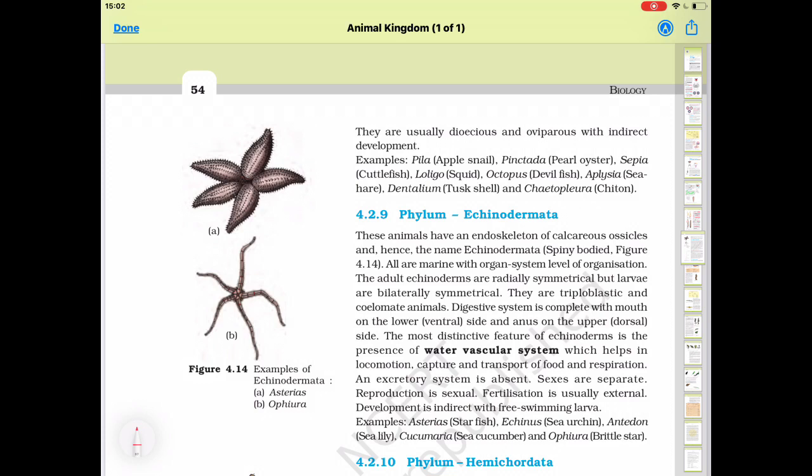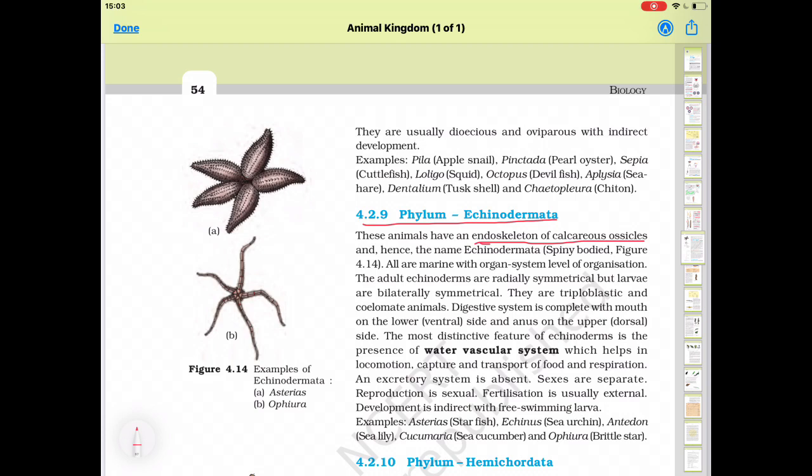Next is phylum echinodermata. These animals have an endoskeleton of calcareous ossicles. In them, endoskeleton of calcium is present. They are named echinodermata because they are spiny skinned animals. Echinus means spines, derma means skin. On the skin, spines are present. That is why they are given the name echinoderms.